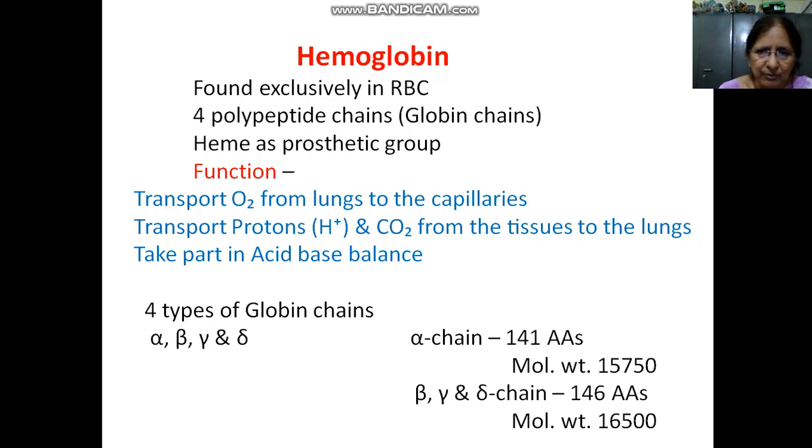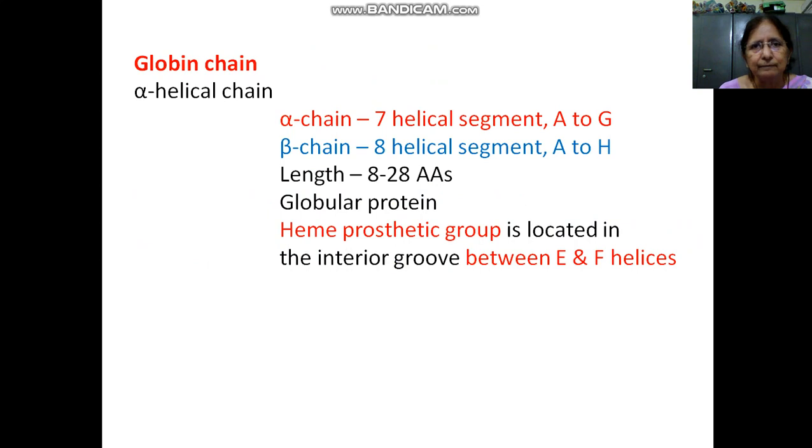There are 4 types of globin chains in hemoglobin. These are alpha, beta, gamma and delta. The alpha chain has 141 amino acids and a molecular weight of 15,750 Dalton, and the beta, gamma and delta chains have 146 amino acids and a molecular weight of 16,500 Dalton.